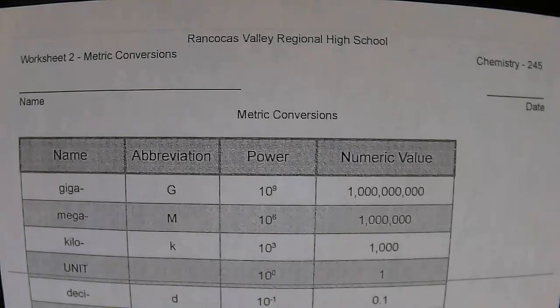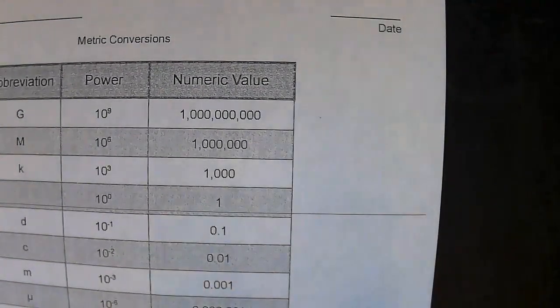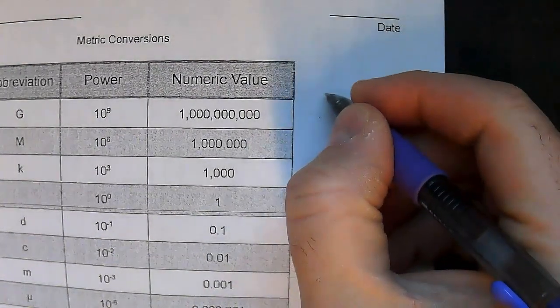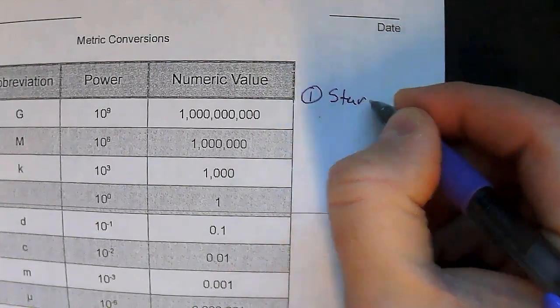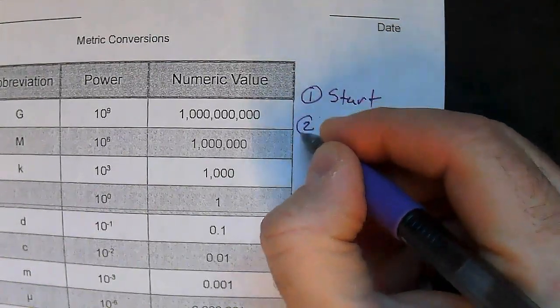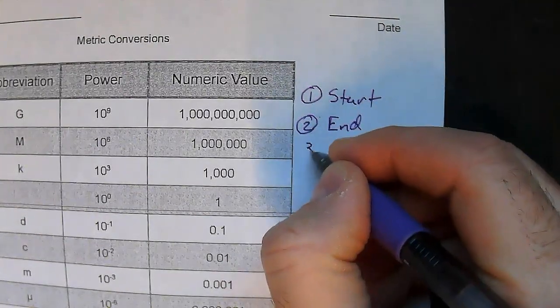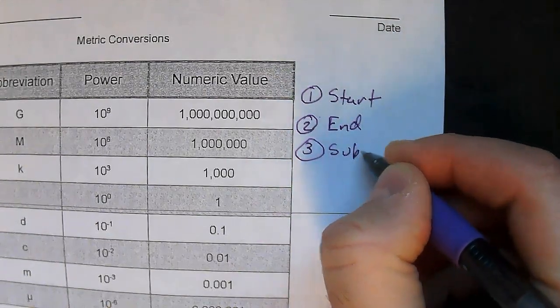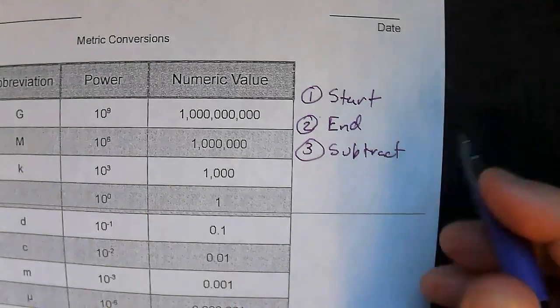Now, the way that I showed you how to do metric conversions was to use the Zork. And the Zork has specific steps to follow. So I'm going to go over here and I'm going to use that. The first step, and I'm just going to abbreviate, is to find the power that you start with. The second step is to find the power that you end with. And then you subtract those two. You don't have to worry about it being positive or negative.